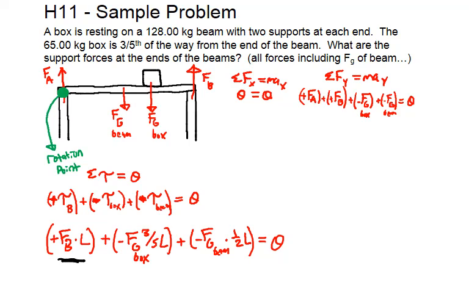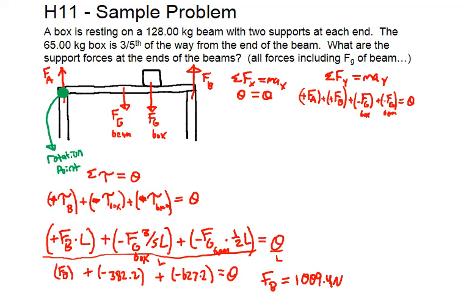FB is at the full length of the beam, L, if L is the length of the beam here. And then the box is 3/5 L, 3/5 the length of the beam. And then the force of gravity of the beam is located at half the length of the beam. So we can have it in terms of L. Once we do that, we can divide both sides by L. And we can figure out what FB is.